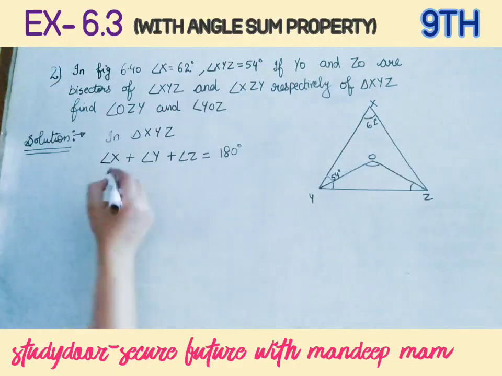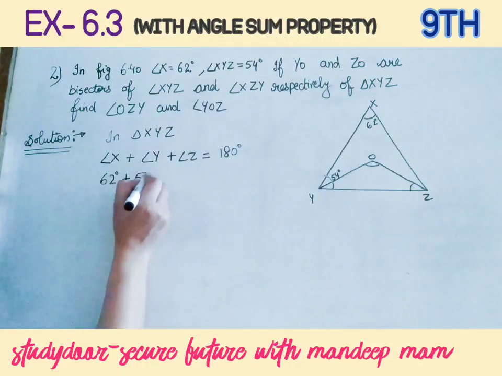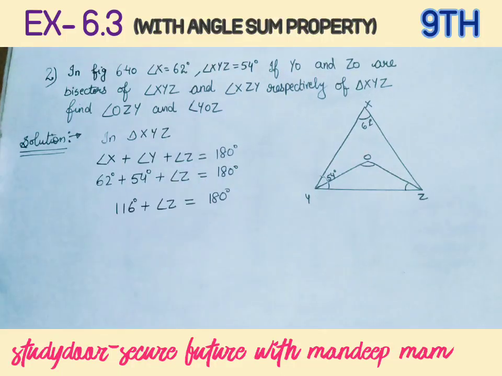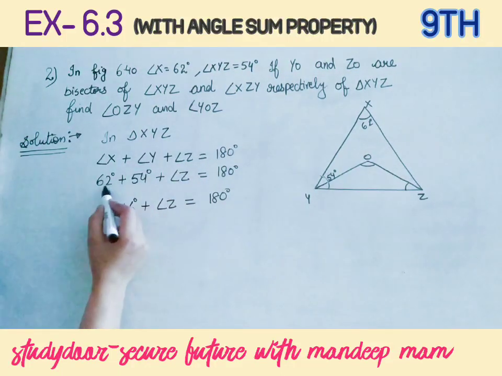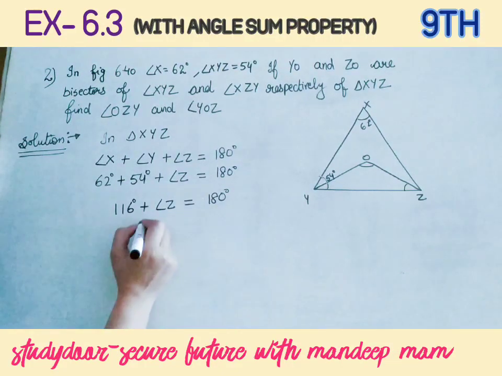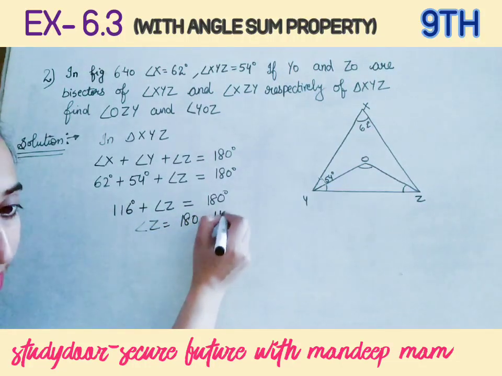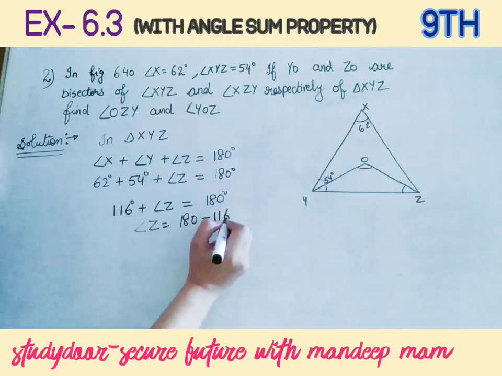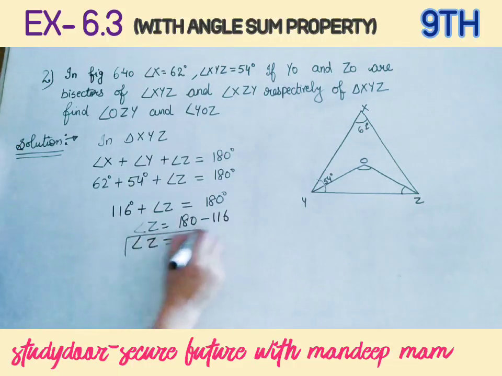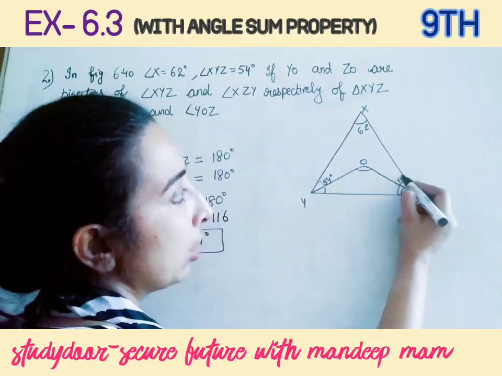Now angle x is equal to 62 degrees, angle y is equal to 54 degrees, and we have to find out angle z in 180 degrees. Students, the sum of these two angles, 62 plus 54, is 116, plus angle z is equal to 180. So angle z will be 180 minus 116, that is 64 degrees. We find that angle z is equal to 64 degrees. This whole angle is 64 degrees.